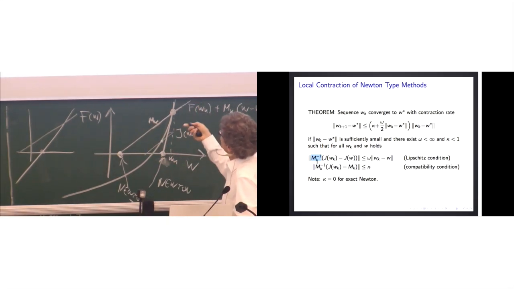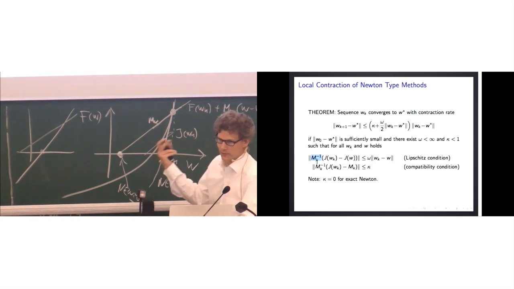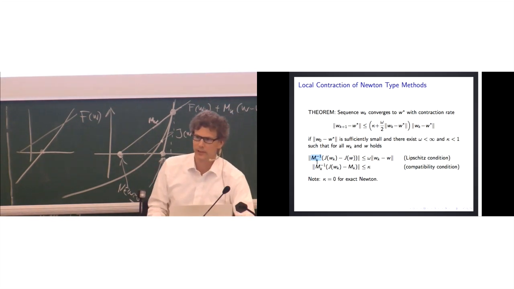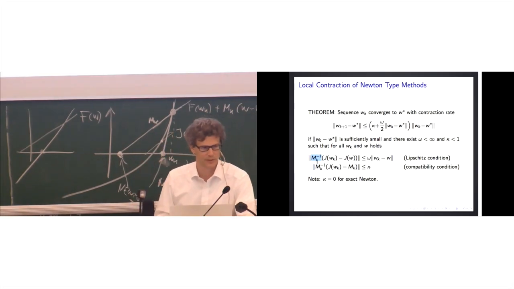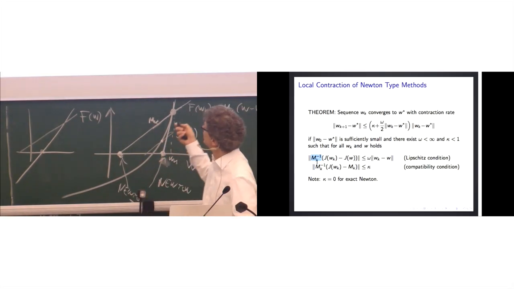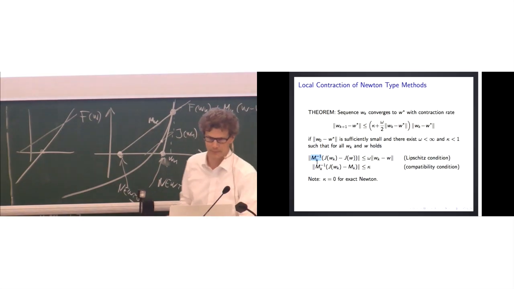If the kappa is 0, like for an exact Newton's method, this and this will be multiplied and you get directly quadratic convergence. So if we prove this theorem, then we have proven quadratic convergence for Newton's method, but we have also proven linear convergence for Newton type methods.